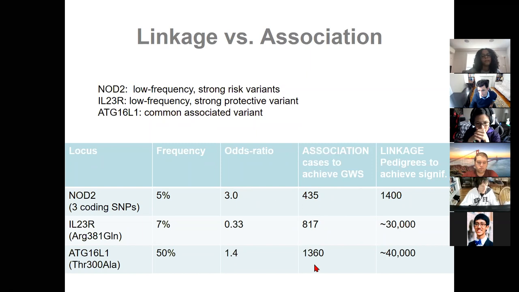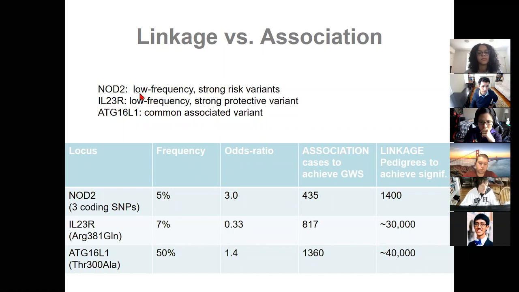But you can also ask how many linkage pedigrees do I need to achieve genome-wide significance? And the one that was previously discovered, not two, only needs 1,400 pedigrees to be discovered. That's still a lot of families, but it's within the sample size that was already tested. But the other ones that have these more subtle effect sizes or more subtle frequencies, you basically need tens of thousands of families in order to discover them. But you only need a few thousand cases to discover them with genome-wide association. So that basically tells you the regimes at which linkage analysis works versus association.